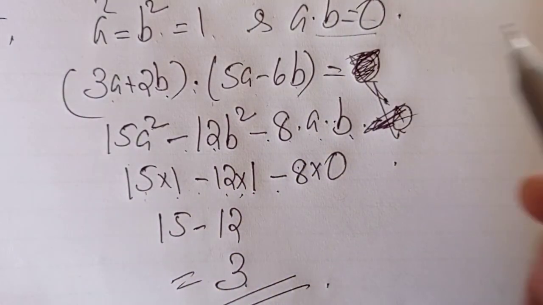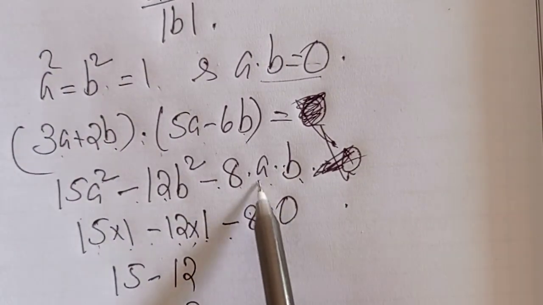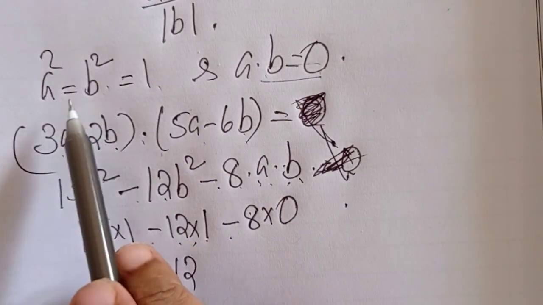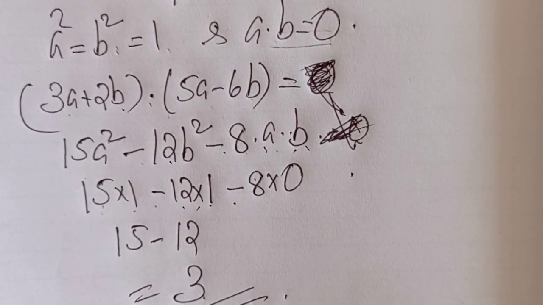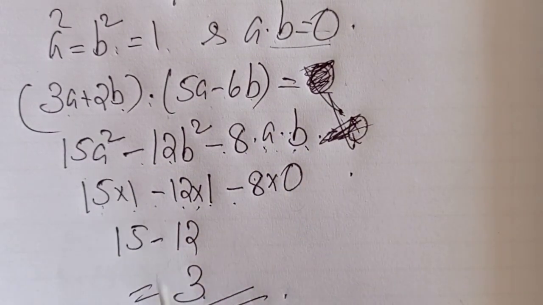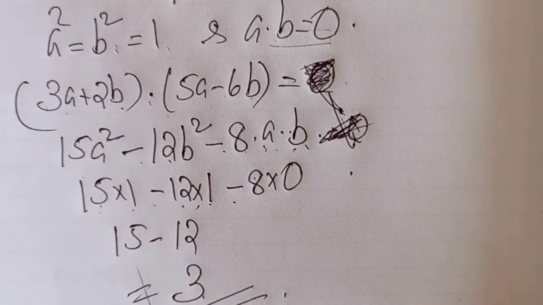Okay. Wherever you find A dot B, the answer is 0, and A square equal to B square equal to 1. Find this answer. Okay, students.